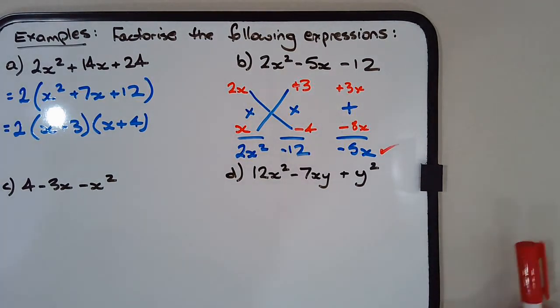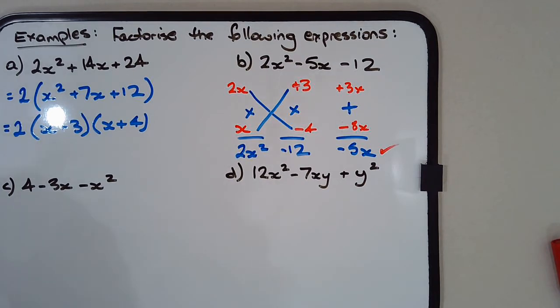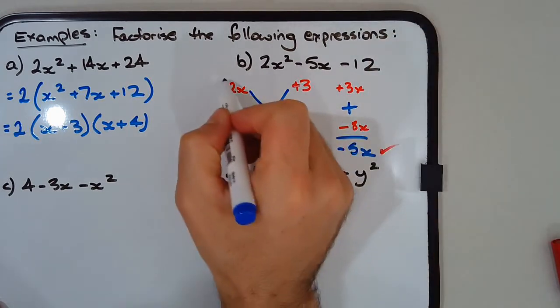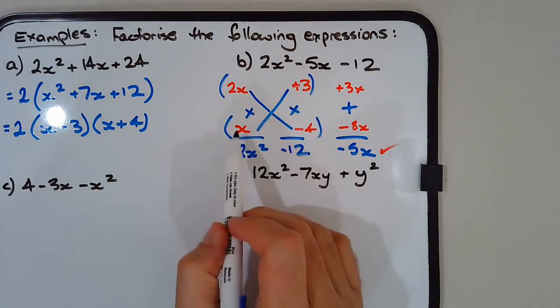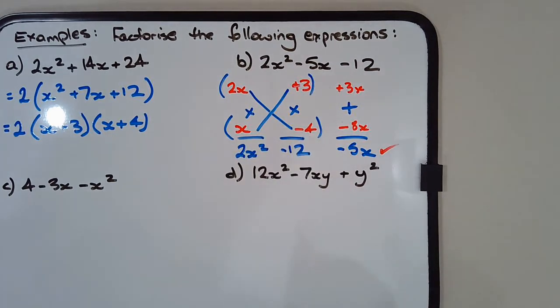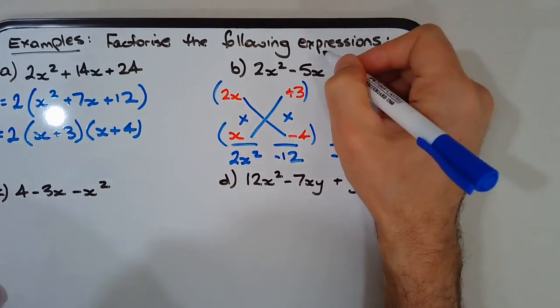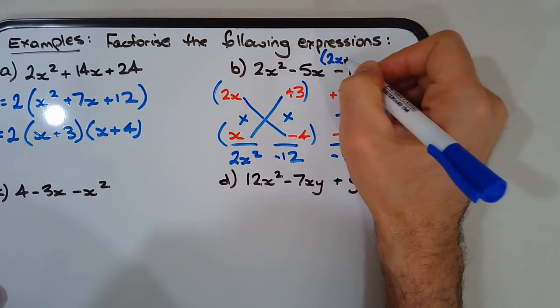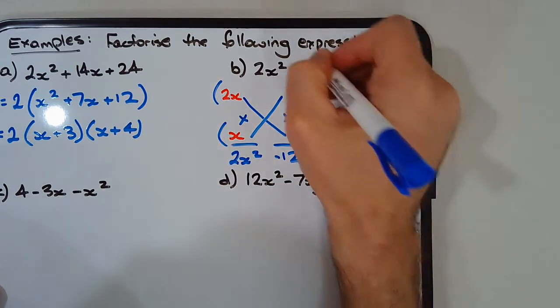And how would we write our solution? I need a little bit of extra space here. Let me just see where I'm going to write the solution. Just bear with me. If you put brackets around what we've just come up with, 2x plus 3, x minus 4, that would be our solution. So that's 2x plus 3 multiplied by x minus 4.